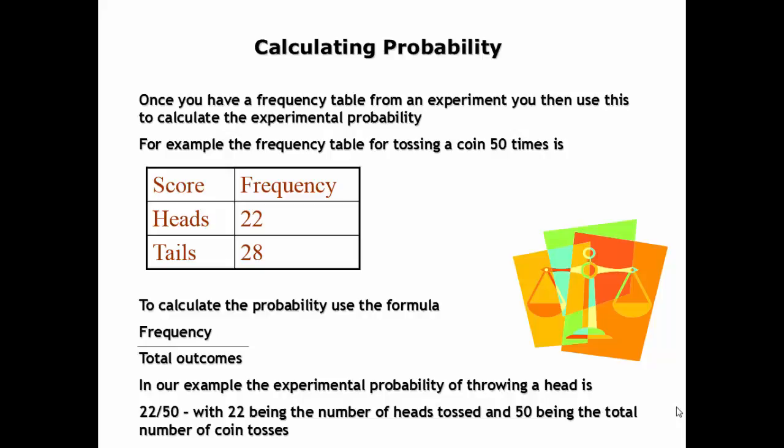If we toss a coin 50 times, then the probability is the frequency of the event occurring, like the head, over the total number of outcomes. So in this example, the experimental probability of throwing a head is 22 divided by 50, with 22 being the number of heads tossed and 50 being the total number of coins. 22 over 50, or 44 out of 100, or 44%. There's a number of different ways you can record that.